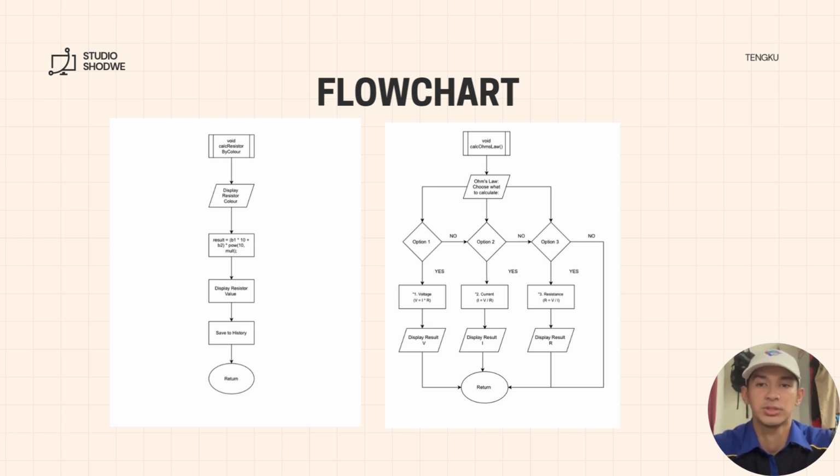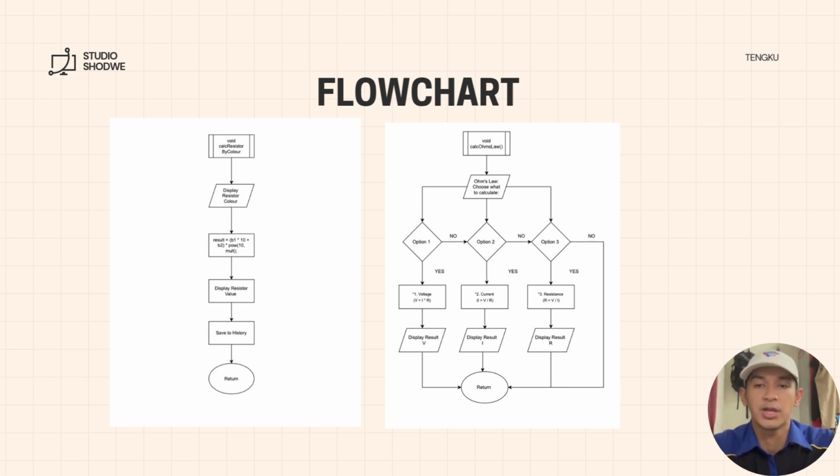So the first one is the resistor color code. For the resistor color code function, the program helps to convert color bands into resistance value. There are three inputs: the first band, second band, and the multiplier. They are converted to numbers and then we calculate using the formula (B1 times 10 plus B2) multiplied by 10 to the power of the multiplier.